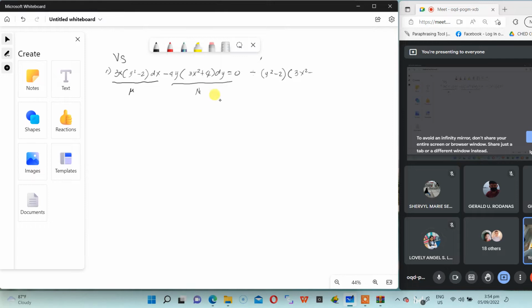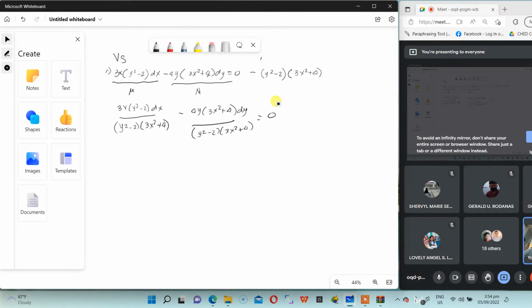So 3x squared plus 4. Okay. So now we do this simply by 3x times y squared minus 2. I'm just copying it over: y squared minus 2 times 3x squared plus 4, minus 4y times 3x squared plus 4 dy, over the same y squared minus 2 times 3x squared plus 4 equals 0.